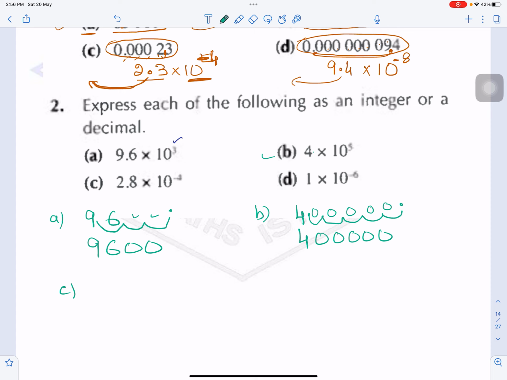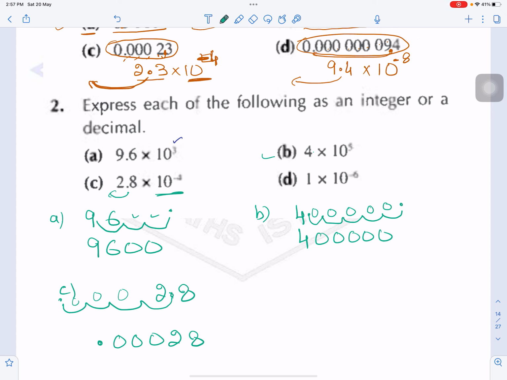Now let's see part C. It is 2.8 and it is multiplying by 10 power minus 4. It means now this decimal will go 4 places to the left because it is multiplying by 10 power minus 4. So it is 1, 2, 3, 4. So it will come here. So these places will be filled by 0. So it is point. And you know, the convention is that you mention another 0 before that.